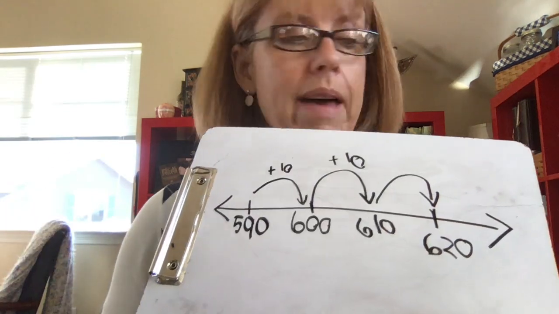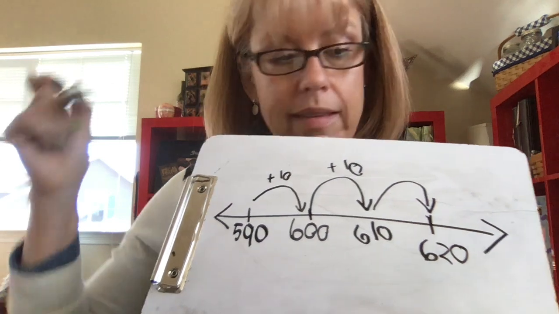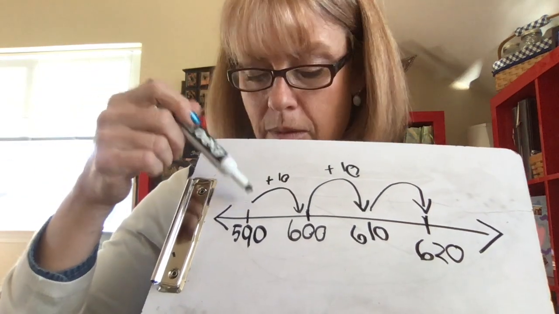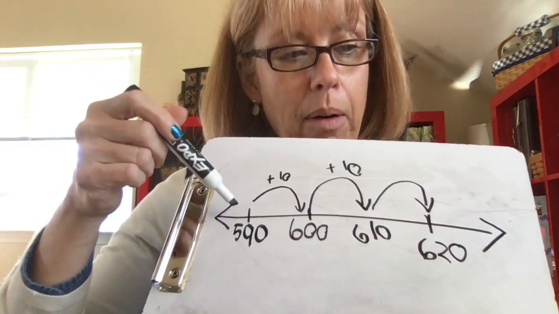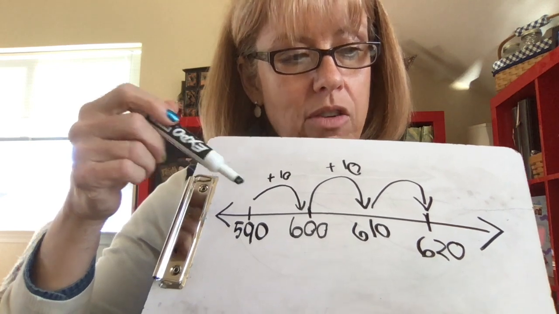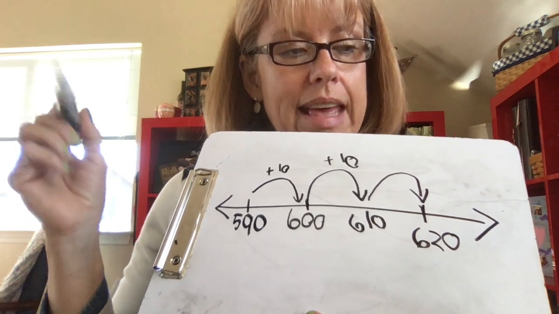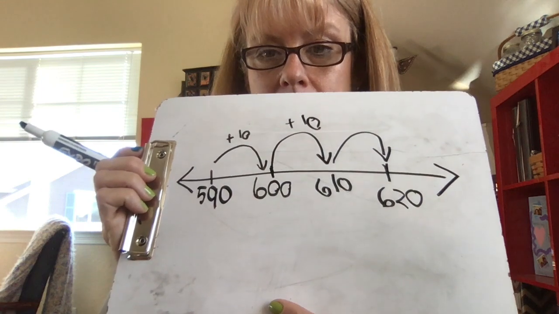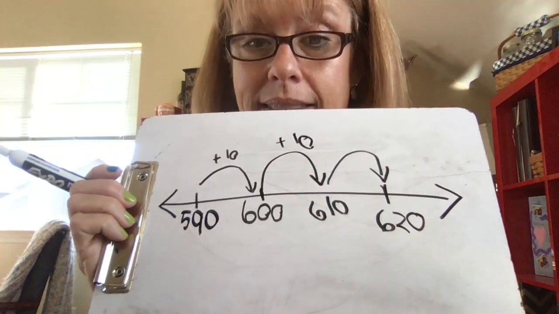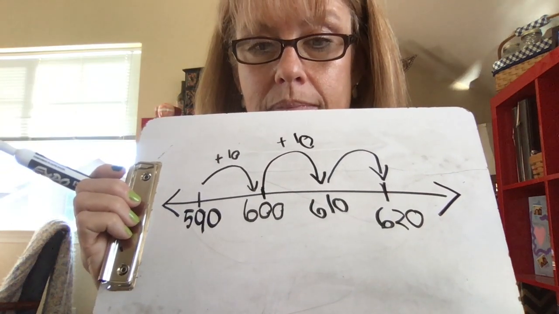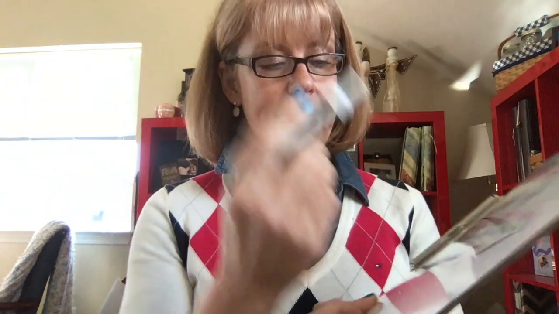Okay, now I'm going to go back and read that question again. Sadie says that when she starts skip counting forward by tens from 590, both the tens digits and the hundreds digits change. Is Sadie correct? Did the tens digits and the hundreds digits change? I agree. Yes, they did.